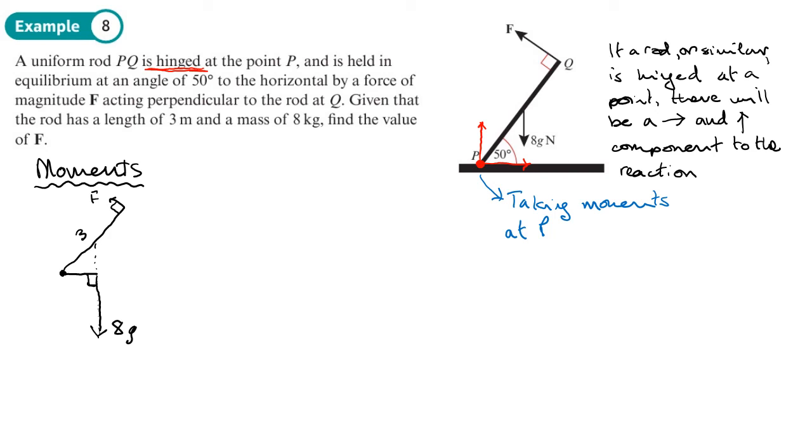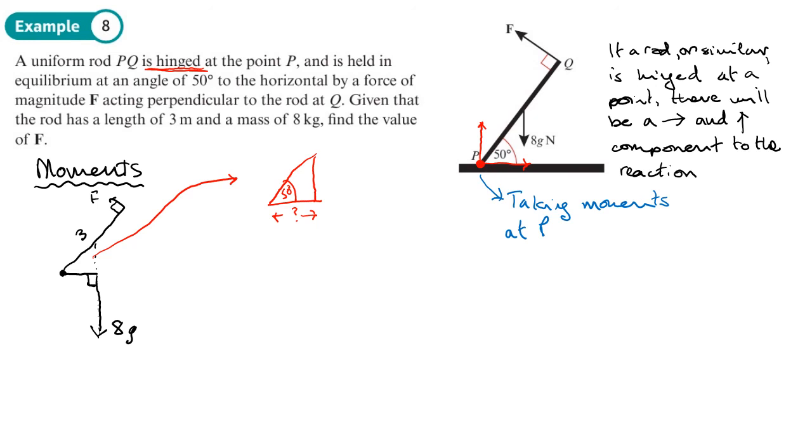Now, let's zoom in on what's going on here. So this is 50 degrees here. I want to find out how long this is. That's going to be what I multiply the 8g by. Now what's missing? It's a uniform rod. Right, now if it's a uniform rod, that means that this mass is acting at the center of the rod, which means that this distance here is half of the 3 meters, 1.5.